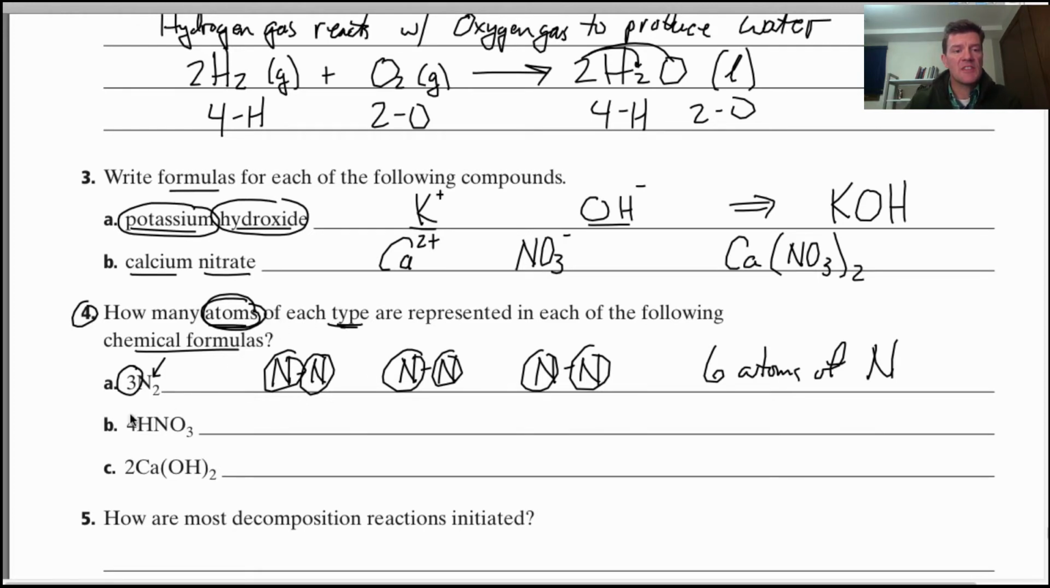How many atoms of each type here in B? Well, you've got HNO3, but there's 4 of them. So everything in this, there are 4 of those.